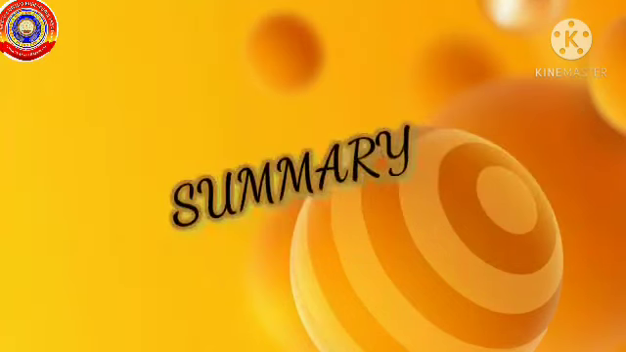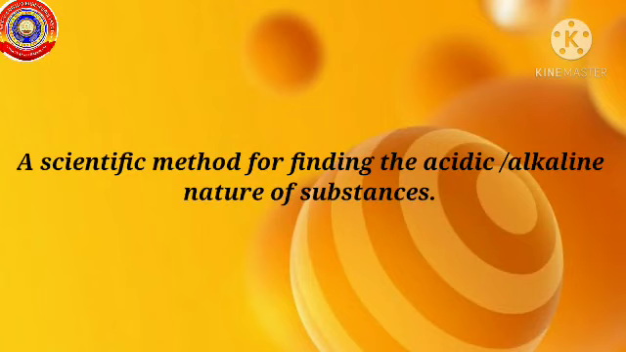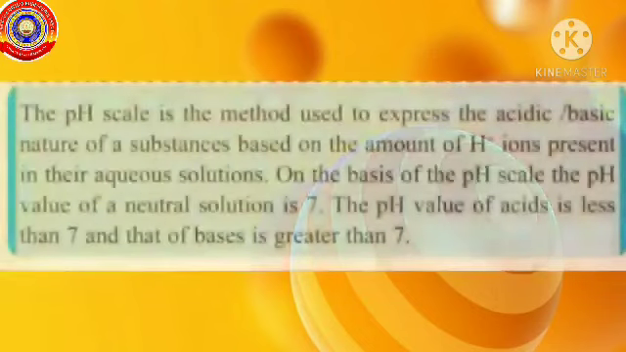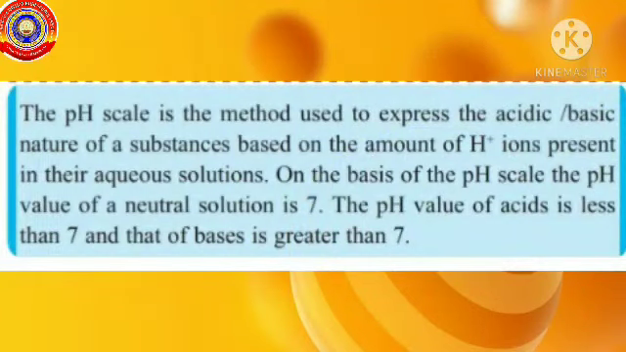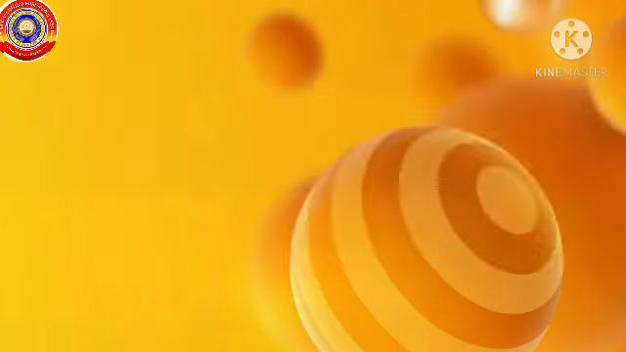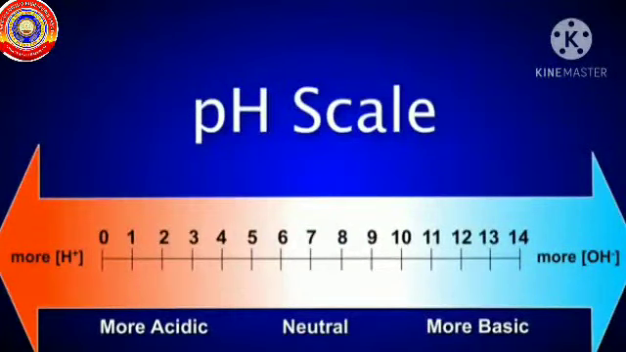Okay children, let's consolidate today's class. In this video, we discussed the scientific method for finding the acidic or alkaline nature of a substance. The pH scale is a method used to express the acidic or basic nature of a substance based on the amount of H+ ions present in the aqueous solution. On the basis of the pH scale, the pH value of a neutral solution is 7. The pH value of acids is less than 7 and that of bases is greater than 7.